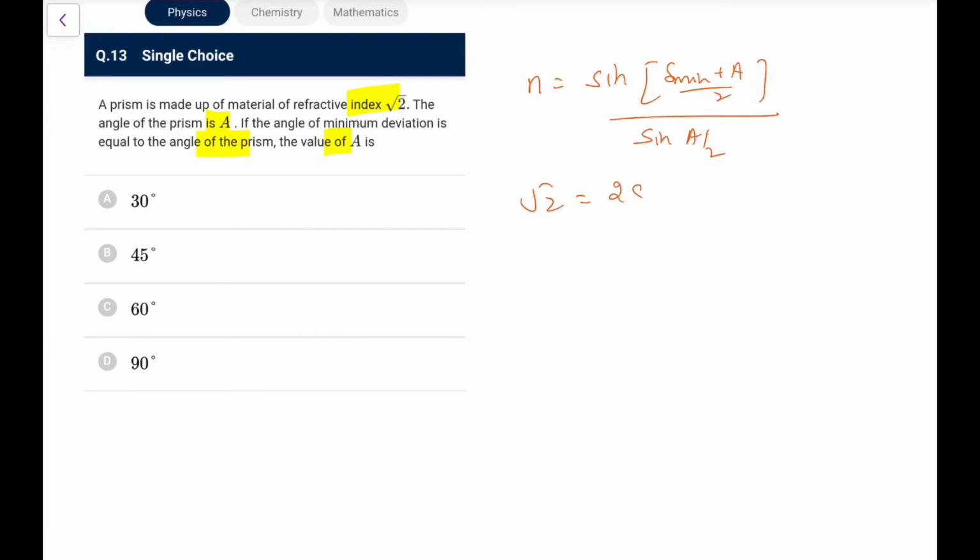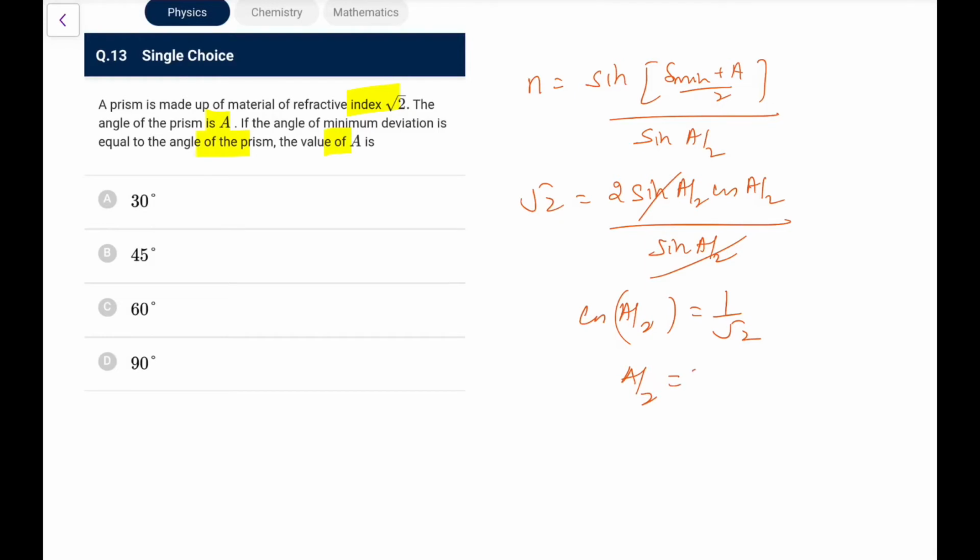so that is sine A, I can write it as 2 sine A by 2 cos A by 2 divided by sine of A by 2. So this goes, so what we have, cos of A by 2 is 1 by root 2, that means A by 2 is pi by 4, so A comes out as pi by 2, that is pi by 2, you know, is equal to 90 degrees, so go for option D here.